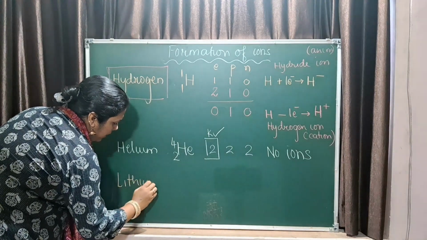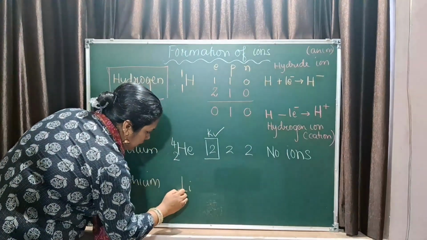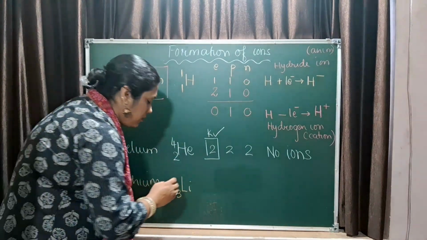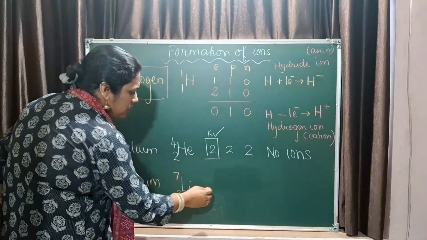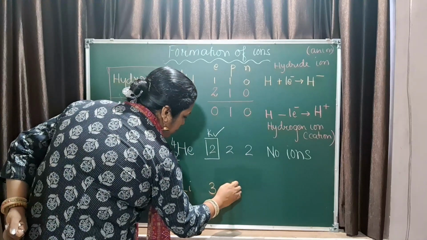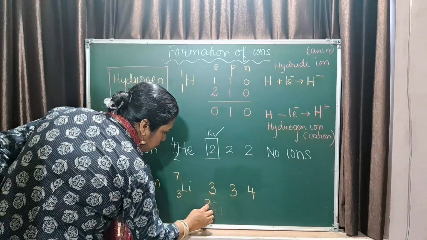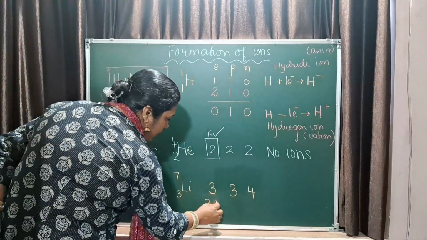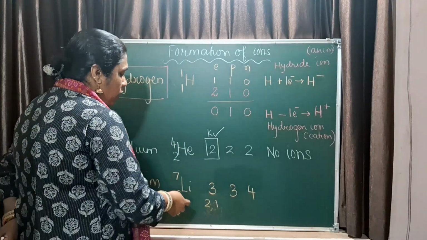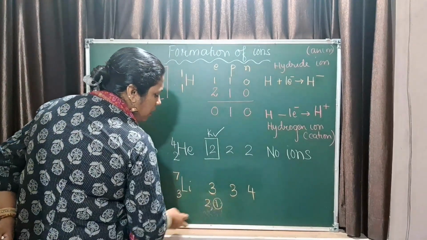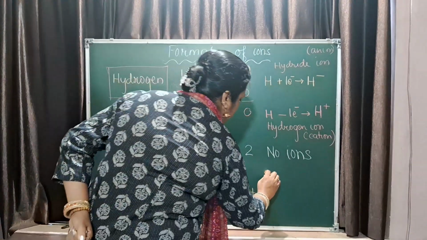Clear? Moving to the next, lithium. Lithium is a group 1 element, right? So, lithium 3, what should be the mass number? 7. Now, here the number of electrons is 3, protons 3 and neutrons 4. Of these 3 electrons, 2 will be in the K shell and 1 in the L shell. This L shell starts getting filled.